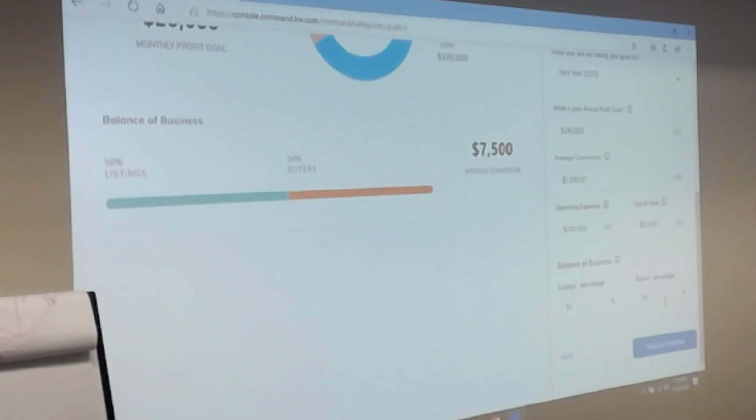So the cost of sales I put in here was $21,000, which is the cap and the royalty. And then for operating expenses, I just kind of threw $100,000 out there. I don't know, there's no rhyme or reason.